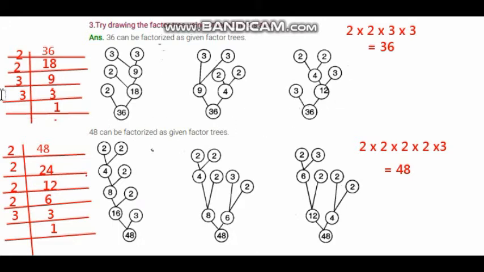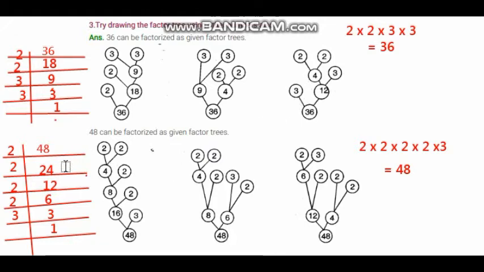Then here first 3 is taken and the remaining 2, 2, 3. That means 2 into 2 is equal to 4, 4 3s are 12. So 3 into 12. 3 is a prime factor and here also 3 is a prime factor. So here 4 is split into 2 into 2. 2 2s are 4. So 2 into 2 into 3 into 3.